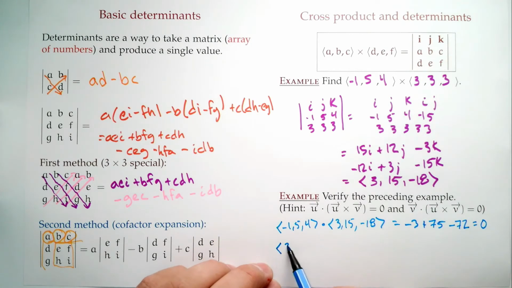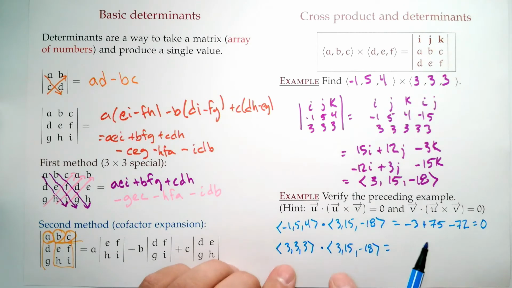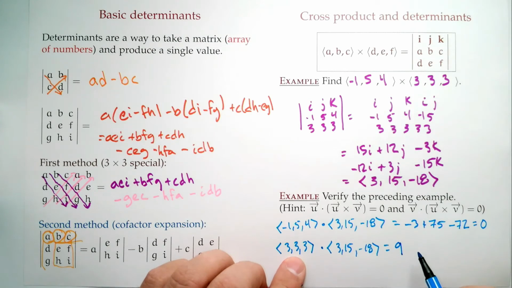Now, 3, 3, 3. That's our other vector. Dot 3, 15, negative 18. All right. 3 times 3? 9. 3 times 15? 45. 3 times negative 18? It's negative 54. 9 plus 45 minus 54 will give us 0.